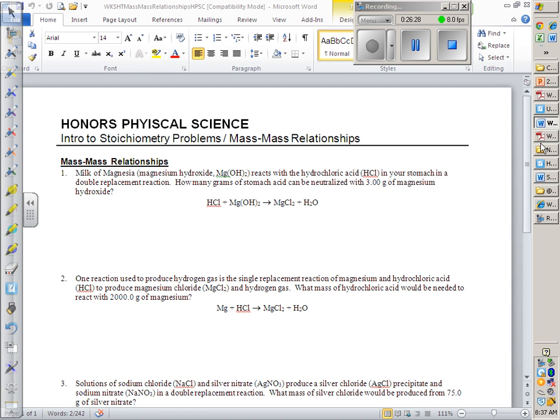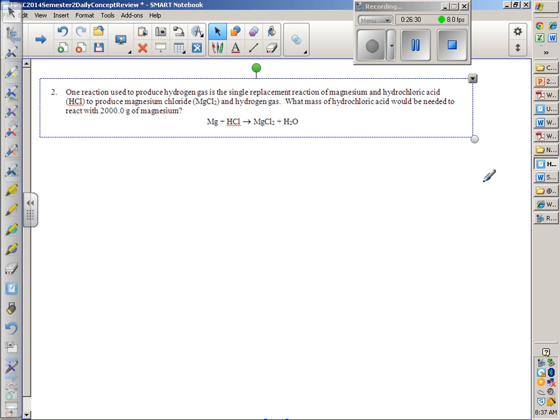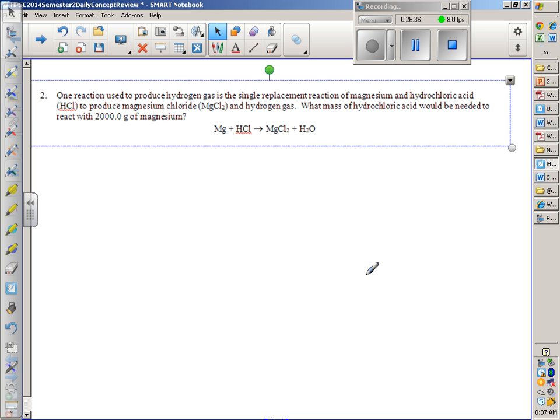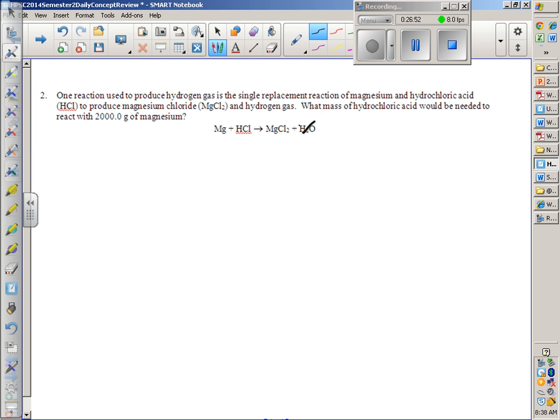Oh, that's a good thing I picked number 2 because something's wrong with it. So, number 2 on the sheet says one reaction used to produce hydrogen gas is the single replacement reaction of magnesium and hydrochloric acid to produce magnesium chloride and hydrogen gas. If you notice, that equation does not produce hydrogen gas. This should not say H2O, it should just say H2.